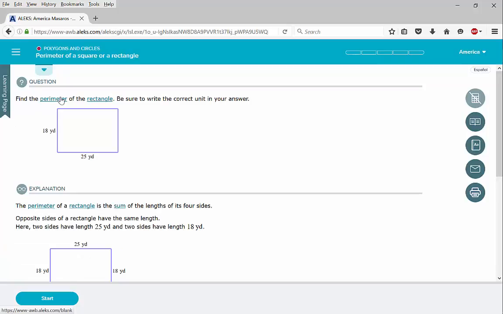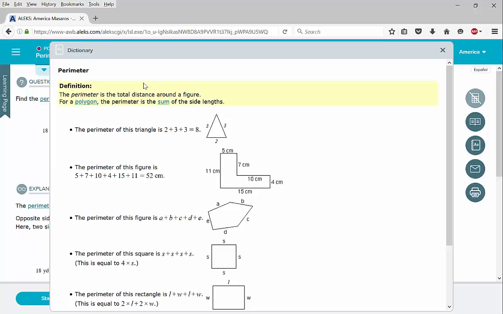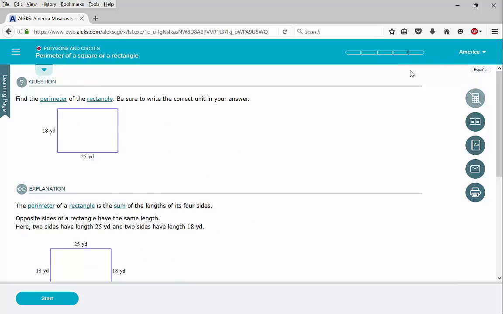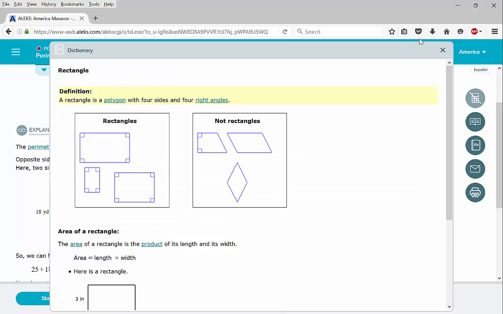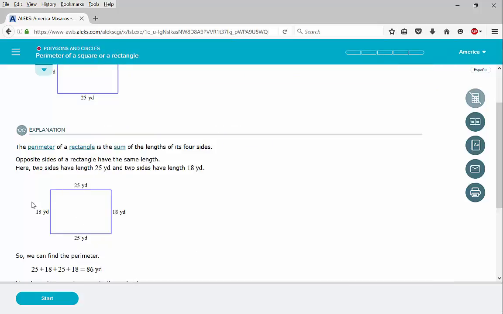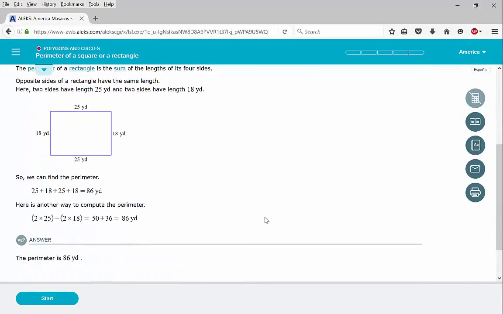So perimeter, I click on that link and it gives me what does perimeter mean. Oh, the perimeter means the distance around. I know how to find that now. I just add up all the side lengths. Oh, and because this is a rectangle, these opposite sides that didn't have labels, well, they're the same length. So I just add them up. Oh! Or I could use this formula where I multiply each side length by 2.